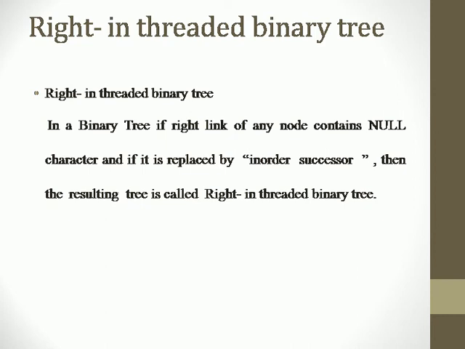Then the typecasting can be done by writing typedef struct node capital NODE. The right in-threaded binary tree can be created in a binary tree if the right link of any node contains a null value. It is replaced by an in-order successor node. Then the resulting tree is called a right in-threaded binary tree.